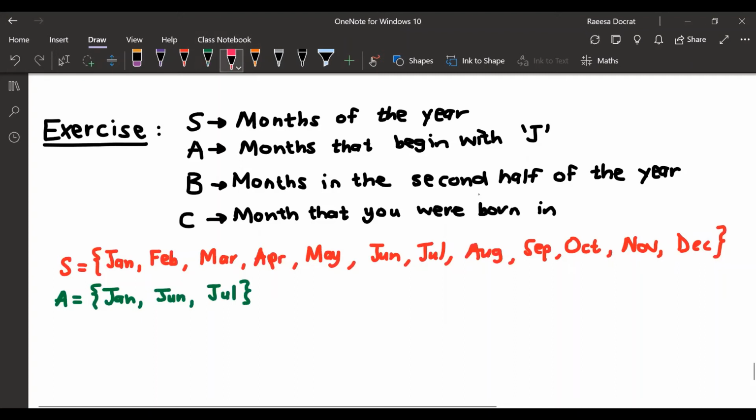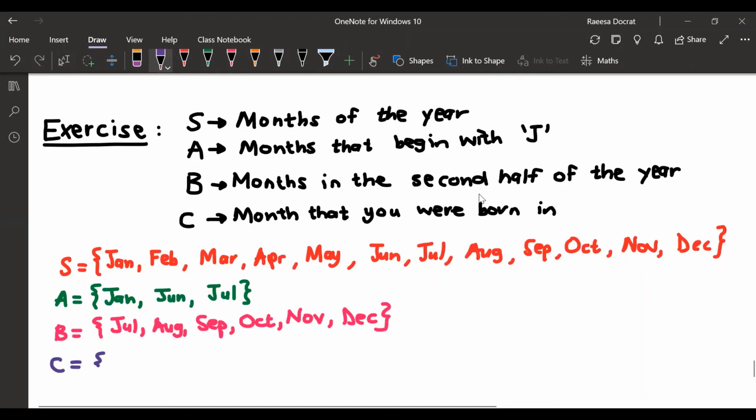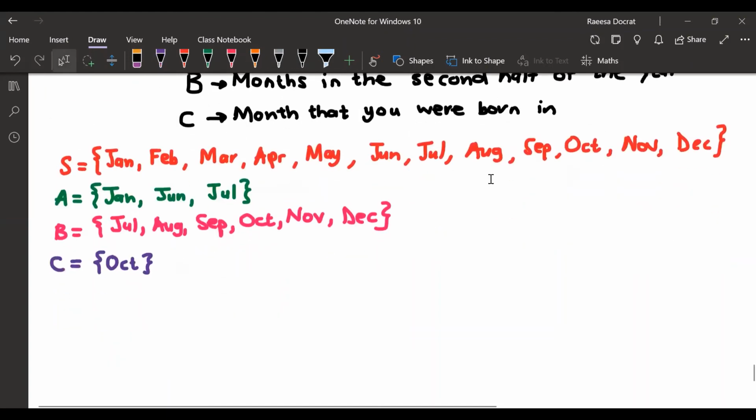B are the months in the second half of the year. Which months are those? The second half of the year is July, August, September, October, November, and December. And the last one is the month that you were born in. I was born in October, and there's only one event in that. You can choose whichever month you were born in and try and do your Venn diagram.